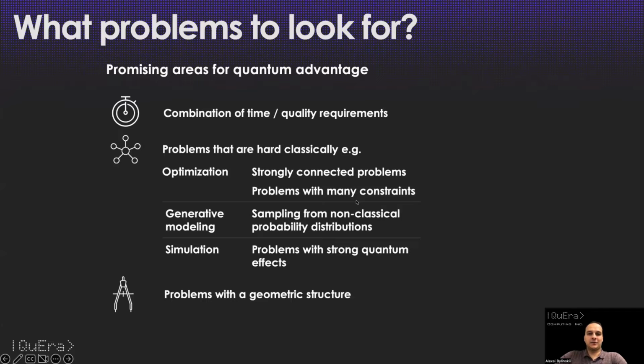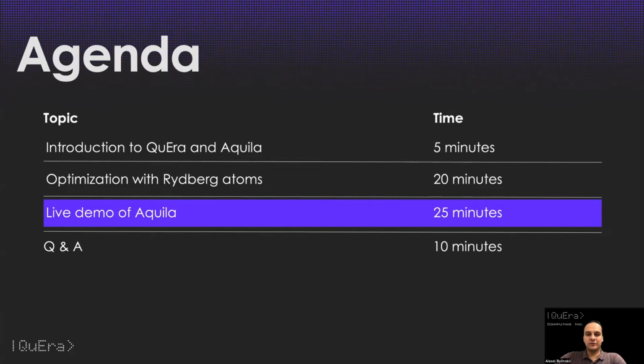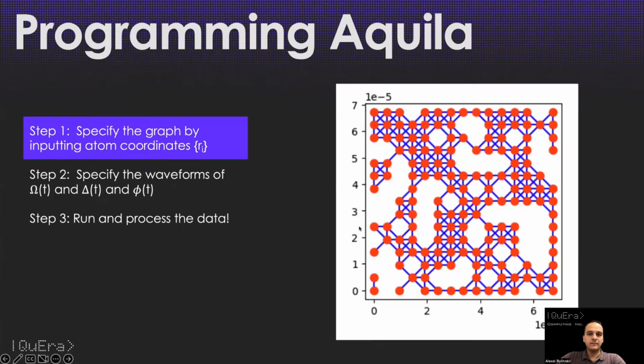All right, so without further ado, I would like to move on to the demo of Aquila. I will go to the Braket interface and submit jobs to Aquila with you together through that interface. But first, let me walk through the basic steps that we're going to cover there. We will first try to encode a graph that we have chosen into the atomic coordinates to create the atom register for Aquila to arrange.